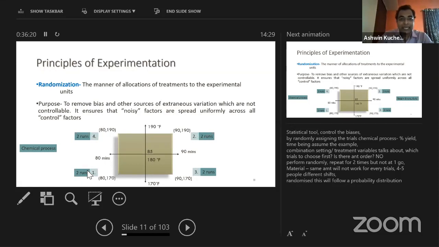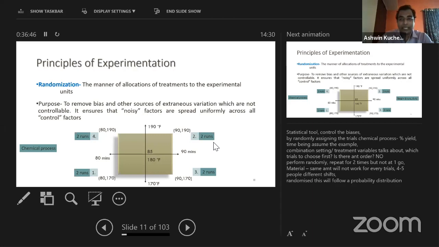But if I say that I have to perform 2 runs for 1 trial, and 2 runs for each of the other 3 trials, then it should be done in a random manner. It means 1 run from treatment 1 should be done first, the second run from the second treatment should be done second, then third, fourth, and so on sequentially.